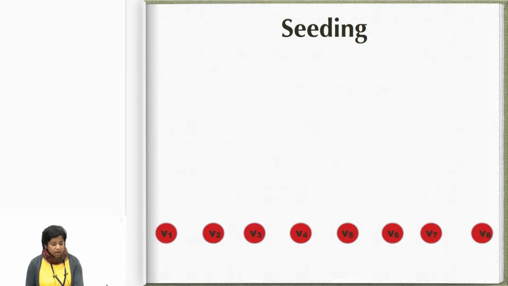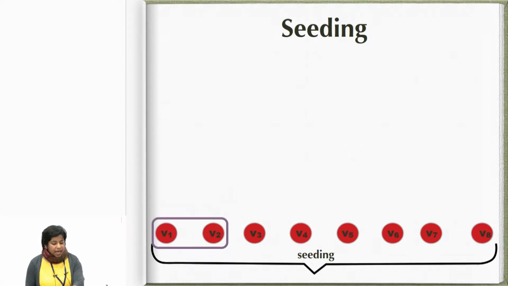So in the first round, V1 and V2 play each other, okay? They are just sitting in consecutive positions. Say V1 and V2 play each other, V1 wins. So V1 proceeds to the next round. Next, the second match of the first round is between V3 and V4. Let's say V4 wins the match, and so V4 proceeds to the second round.